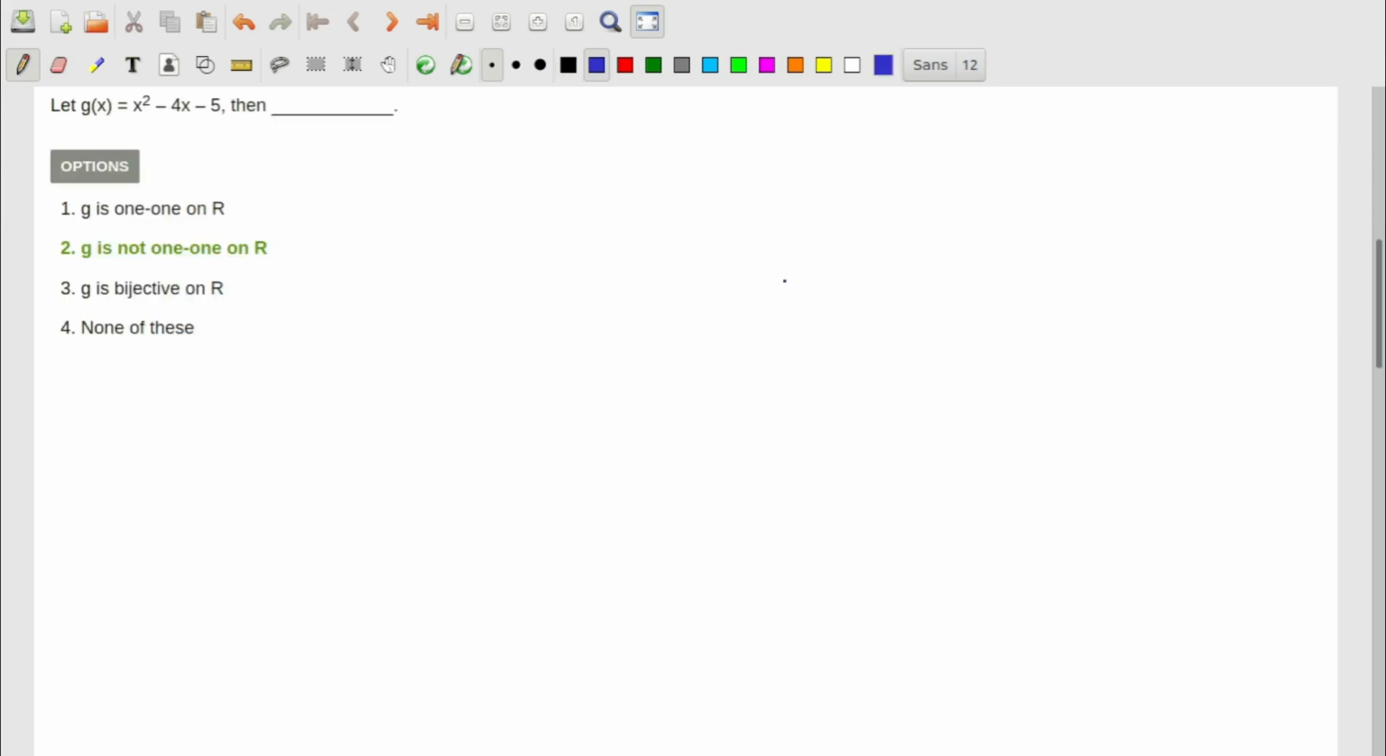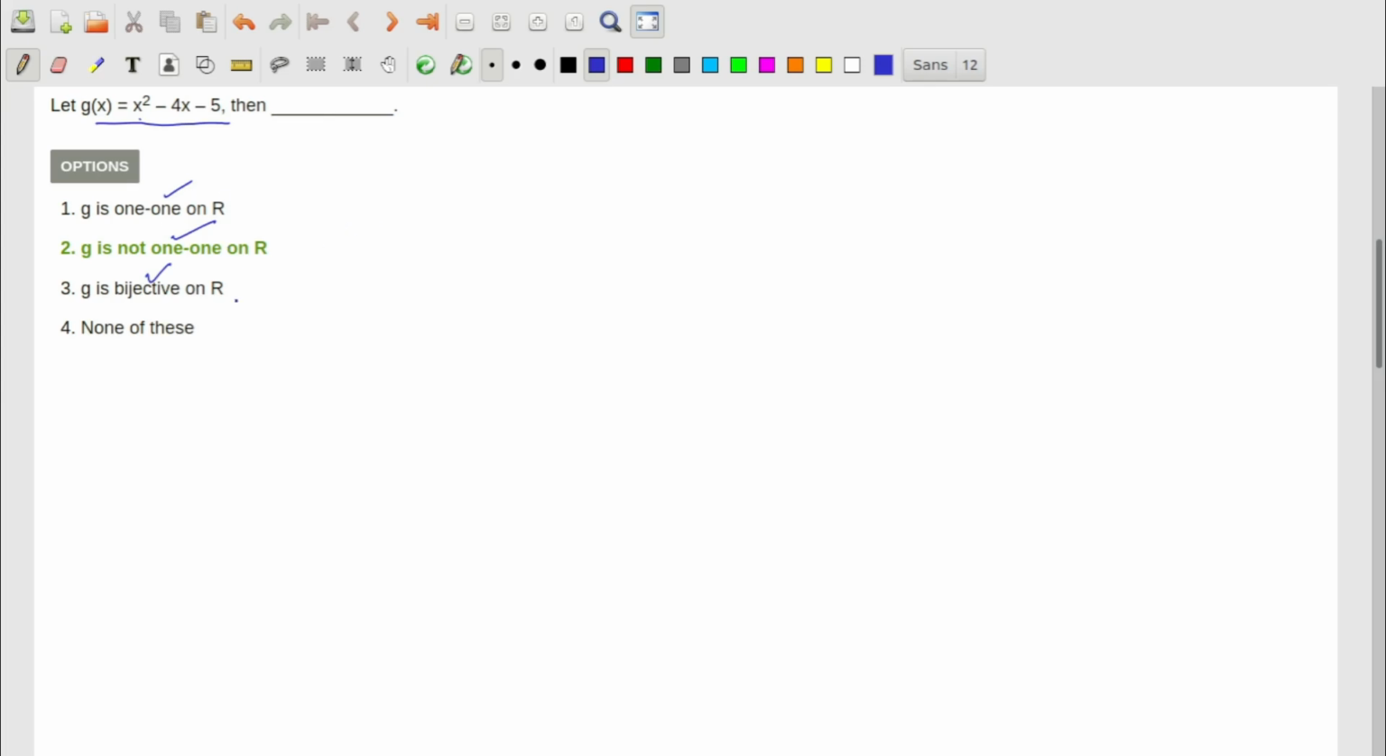Okay, let's solve one more question. So here the function is given by g of x is equal to x square minus 4x minus 5. So we all know this is a quadratic equation, right? So now we need to prove again whether the function is one-one or onto, right? But let me just go through the options given. G is one-one on R, G is not one-one on R, G is bijective, and none of these, right?